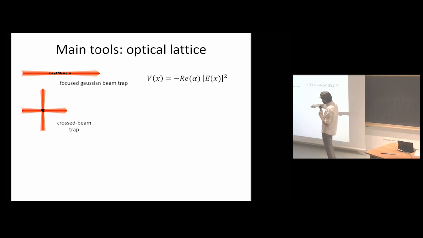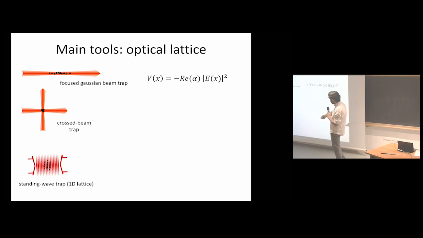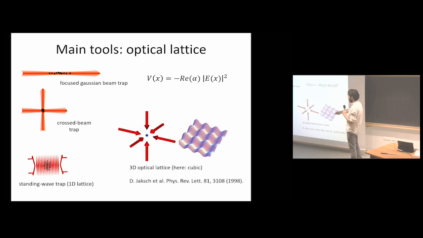If we cross two beams, we can make something a bit more spherical. And then we can also have things like standing waves, in which we have multiple wells in which we can put our atoms inside. And if we repeat this in 3D direction, we get a 3D optical lattice, cubic lattice in this case, but you can play with the angles and change the geometry.